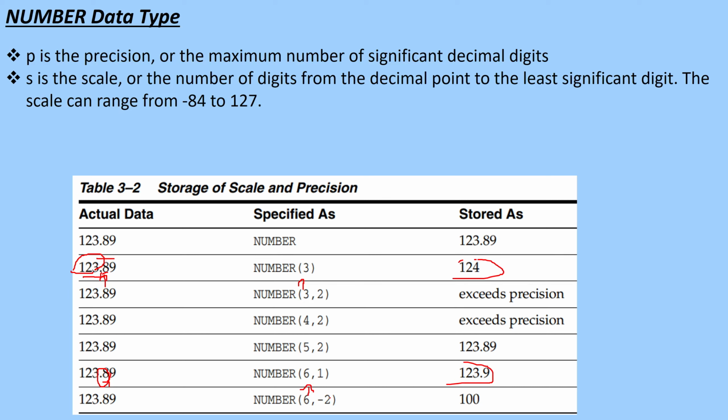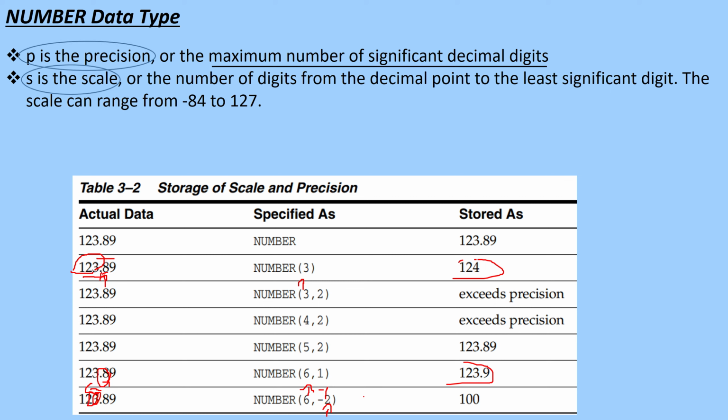Suppose if the scale is given in negative value, then it is going to look in the opposite direction. So scale looks from right side direction, but it is given in negative value, so it is going to look into reverse direction, 2 values. So it is going to round off these 2 values. It is less than 50, so it is going to round off to 100. Suppose if precision is given 6 and scale is given as -1, it is going to round off to the single digit and output is going to be 120.